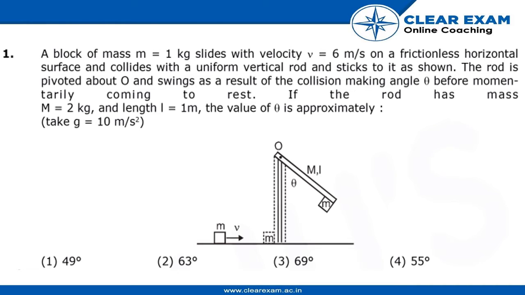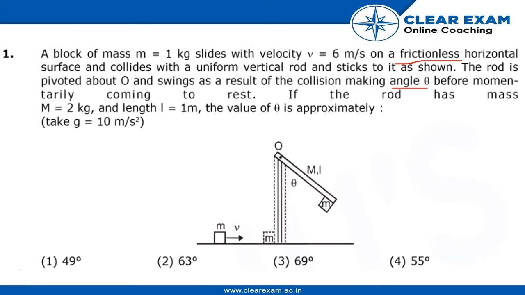A block of mass m = 1 kg slides with the velocity v = 6 meter per second on a frictionless horizontal surface and collides with a uniform vertical rod and sticks to it. The rod is pivoted around the point O and swings as a result of the collision, making an angle theta before momentarily coming to rest.